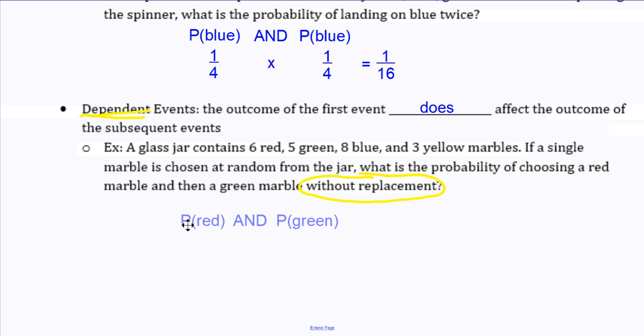So I want the probability of choosing a red and then a green. The probability of choosing a red, well, we had 6 red total in the beginning and 22 total marbles. And so we multiply. And then the probability of a green, now if I don't put back the marble, well, then the probability of a green is changed. Okay, I only have 21 marbles left, so 5 over 21. And now we're going to multiply, and I can reduce. So this is dependent events.